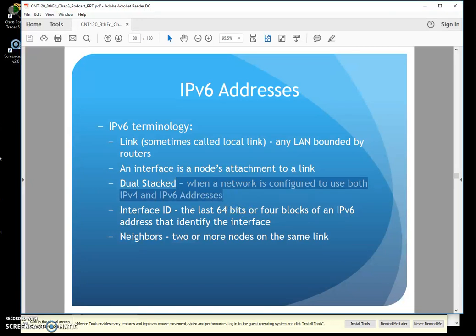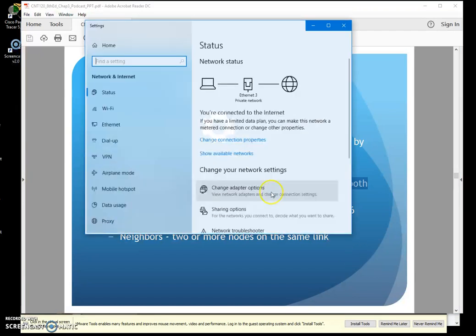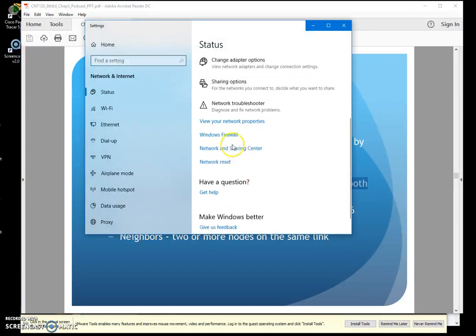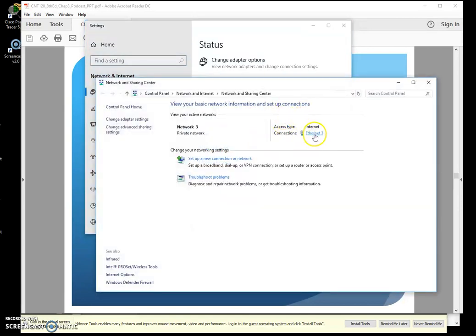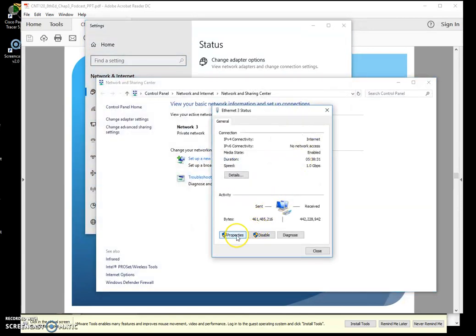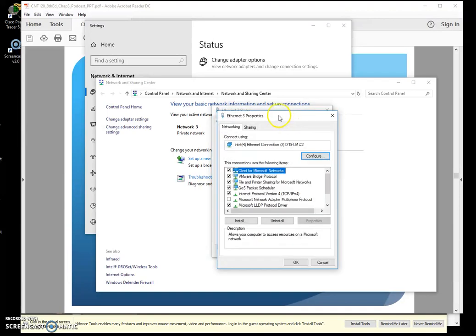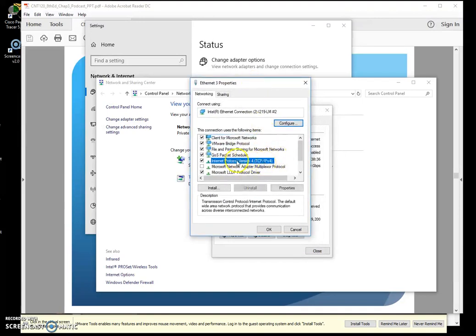So let me do this. I'm going to pull up my network settings on my Windows machine here. I'm going to go to my network and sharing. I'll pull up my Ethernet 3 NIC and look at the properties on it. I'm going to look at this: IPv4 is installed and running. IPv6 is installed and running. So right now, this device on this network is set up to be dual stacked. Both are running so that if there's something capable, it might be able to respond.